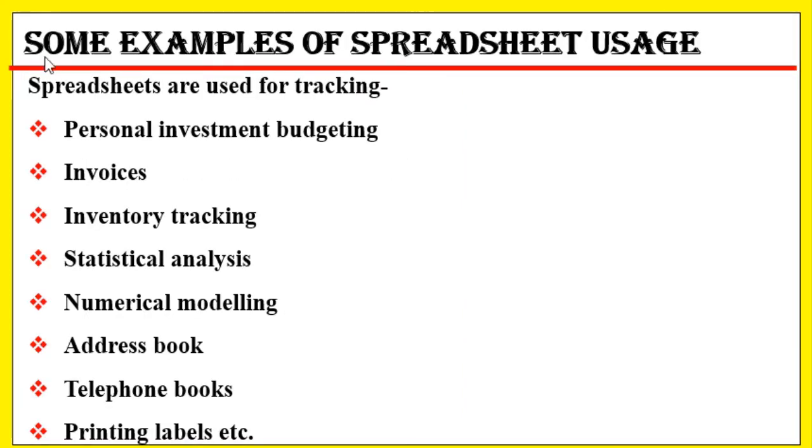Now let us see some examples of spreadsheet usage. Spreadsheets are used for tracking personal investment and budgeting. They are also used for invoices, that is, you can make a list of goods, bills, etc. Inventory tracking, that is, you can maintain the stock availability, sales demand, product returns. It is also used for statistical analysis, numerical modeling, address books, telephone books, printing labels, etc.